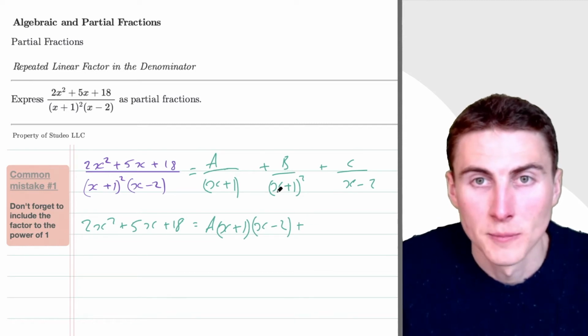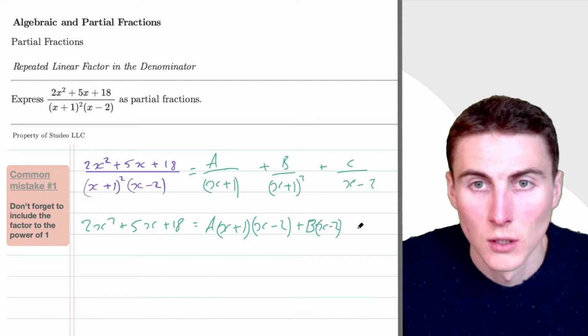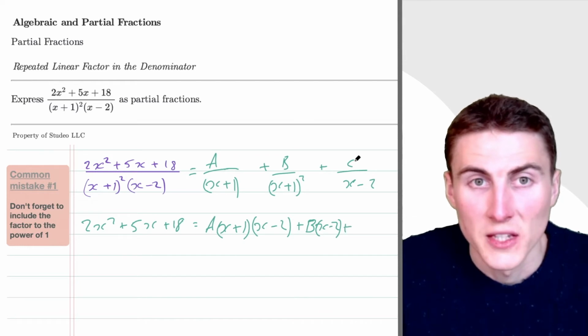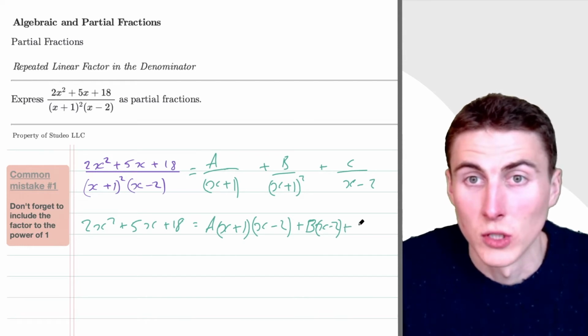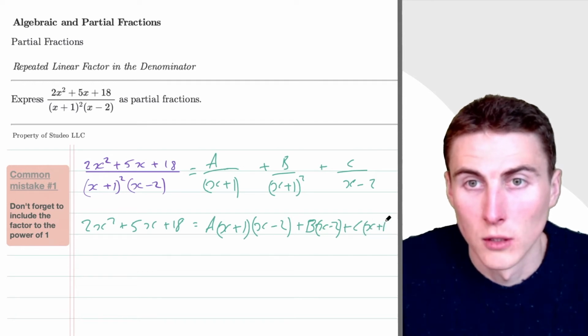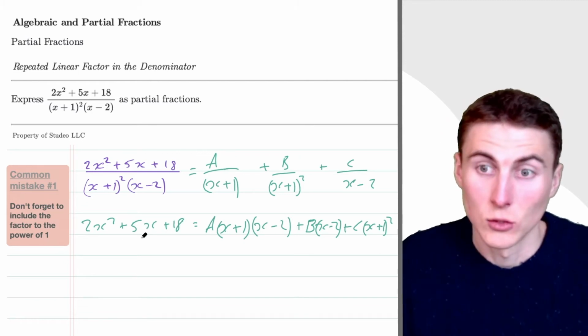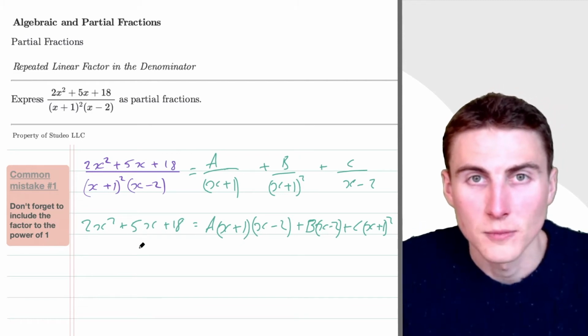Then for the B, this would be multiplied just by the x minus 2. So B sets of x minus 2. And then C would just have the x plus 1 squared. So C sets of x plus 1 squared. Yeah, so that's so far similar to what we've already been doing before.